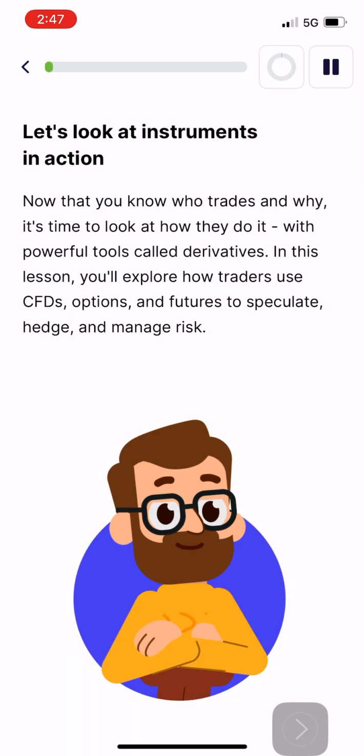Let's look at instruments in action. Now that you know who trades and why, it's time to look at how they do it, with powerful tools called derivatives. In this lesson, you'll explore how traders use CFDs, options, and futures to speculate, hedge, and manage risk.